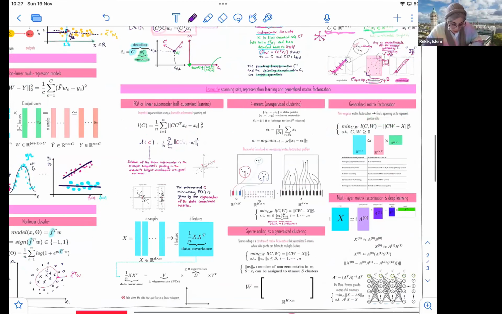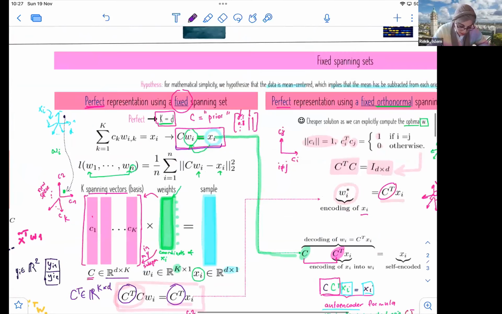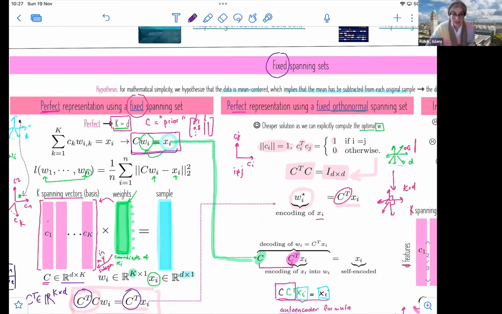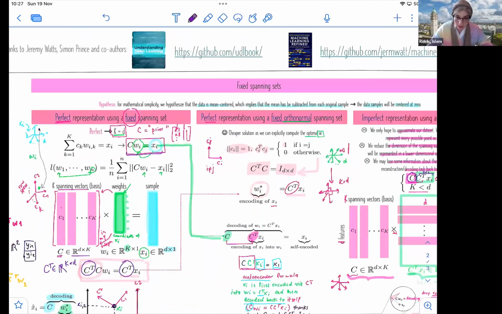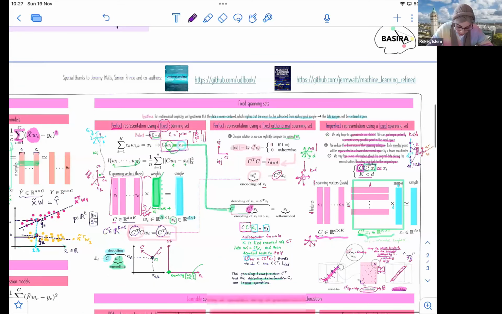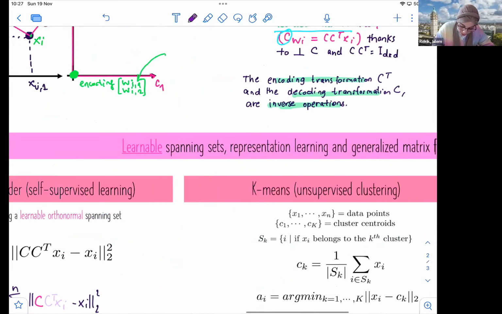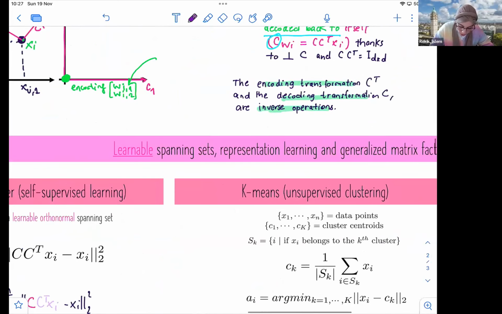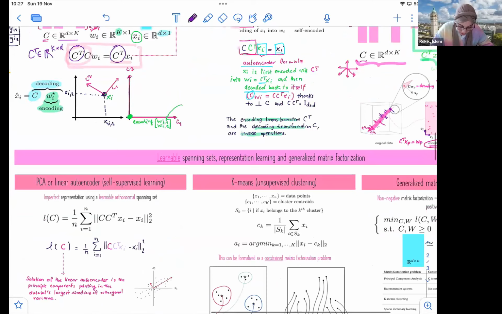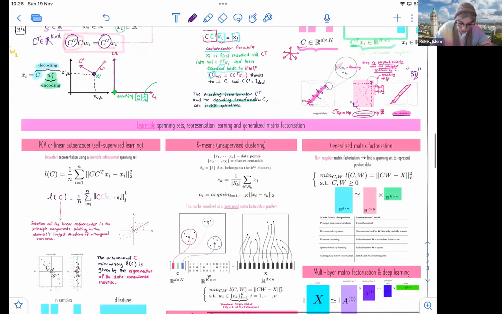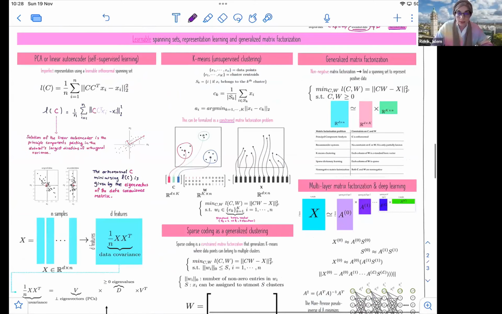Very cool. So now we get to the very last part. So far we talked about fixed spanning sets, which means the spanning set is predefined, right? Now we're going to make it learnable. Why learnable? Because you don't know which space will best represent your data. Ideally, you would learn the spanning set, the new space that enables you to better represent the data. And learnable spanning sets can all be formalized as matrix factorization problems.